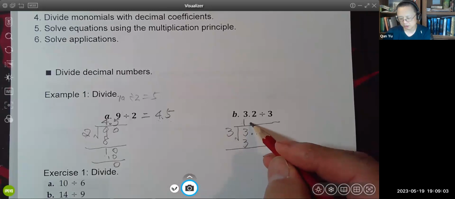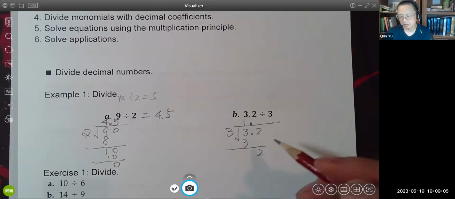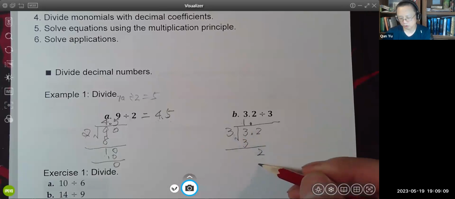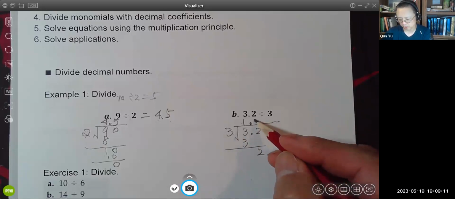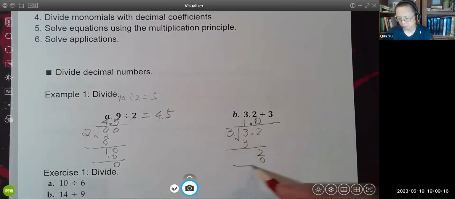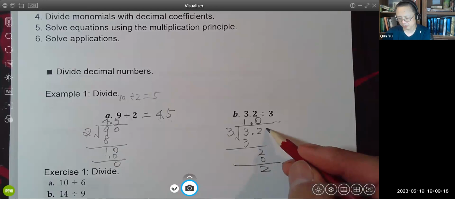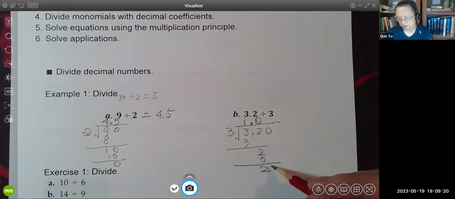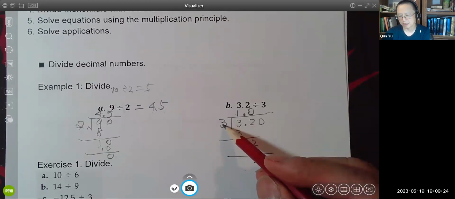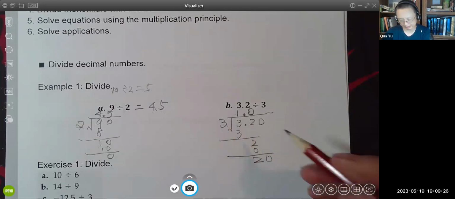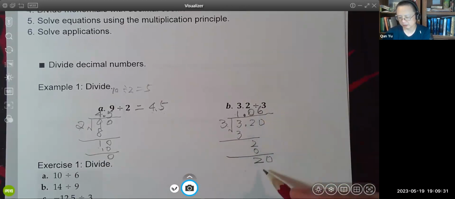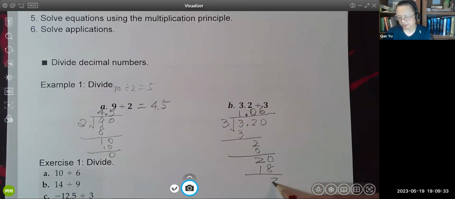So this is the decimal point. There are 2. And how many 3s in 2? We don't have 3 in 2. So we have 0 3s in 2. So 0 times 3 is 0. Remainder is 2. Now add 1 more 0 and put it down here. That's 20. How many 3s in 20? 6, right? 7 will be 21. 6 times 3 is 18. Now the remainder is 2.